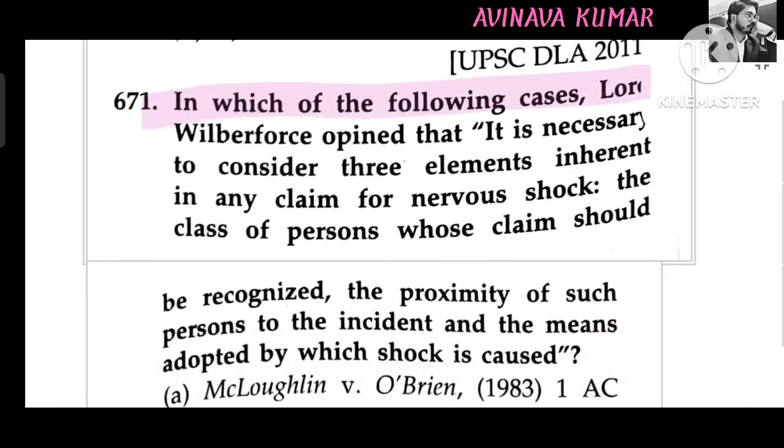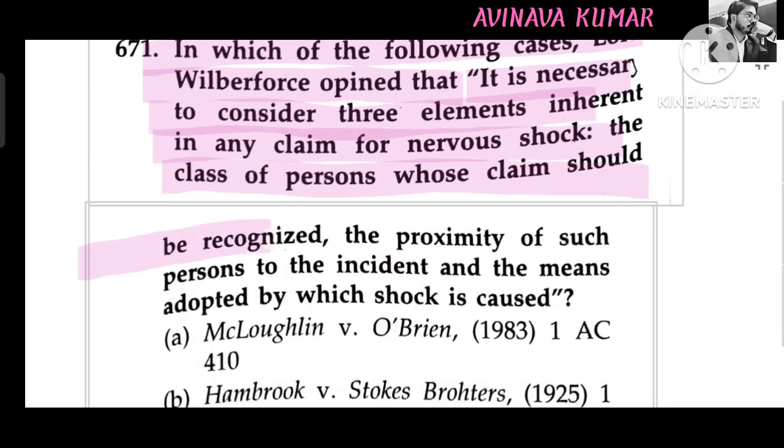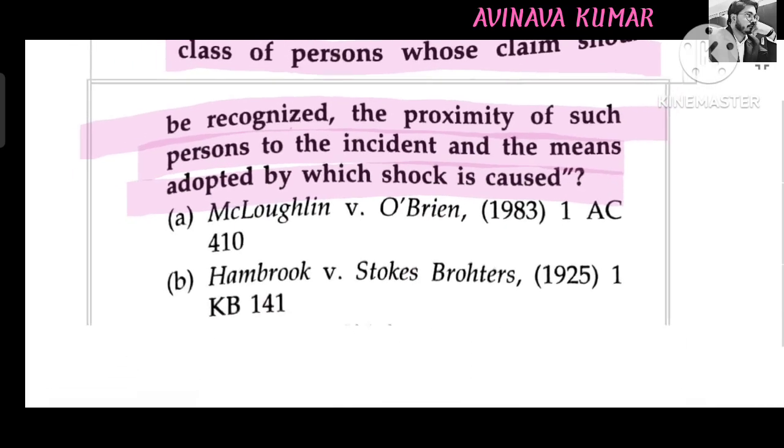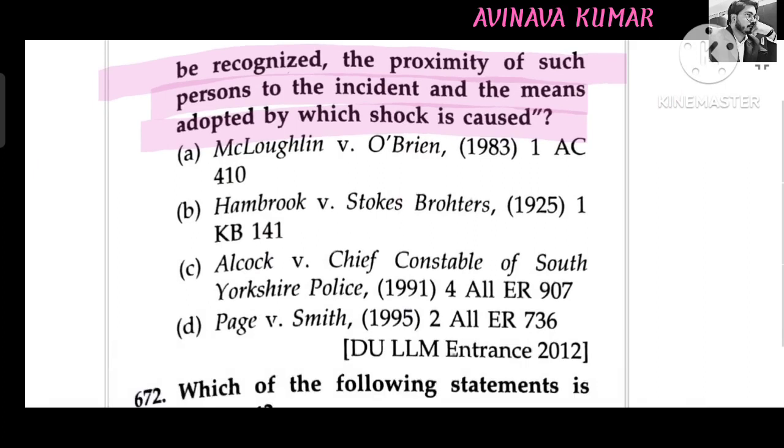In which one of the following cases did Lord Wilberforce opine that it is necessary to consider three elements inherent in a claim of nervous shock? The class of person who claims should be recognized, the proximity of such person to the incident, and the means adopted by which shock is caused. McLoughlin versus O'Brian, 1983.